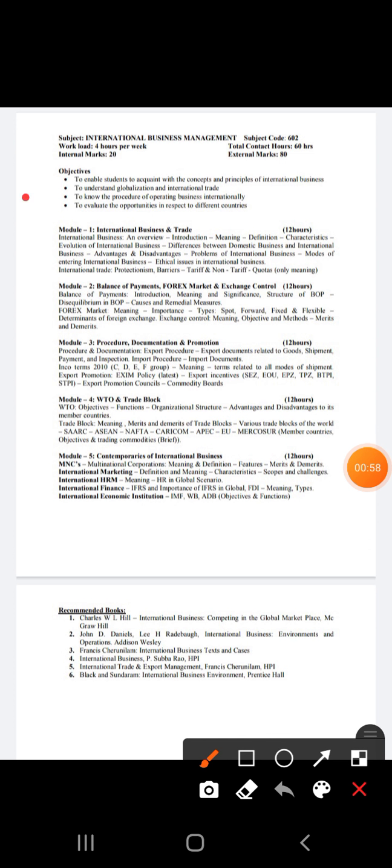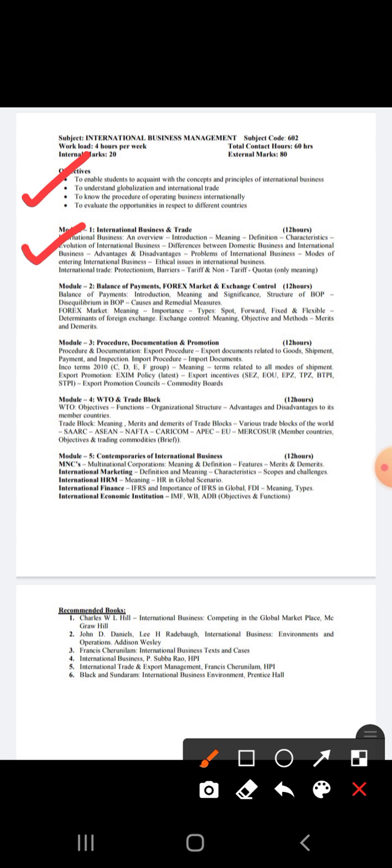What are the objectives of having this particular subject in your syllabus? To enable students to acquaint with the concept and principle of international business, to understand globalization and international trade, to know the procedure of operating business internationally, to evaluate the opportunities in respect to different countries. In this chapter you will have different aspects, contents and terms which will be used in international business management. So make sure you are clear with the concepts. Instead of focusing on rote learning, make sure your concepts are clear regarding the subject.